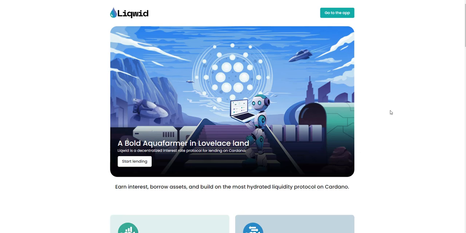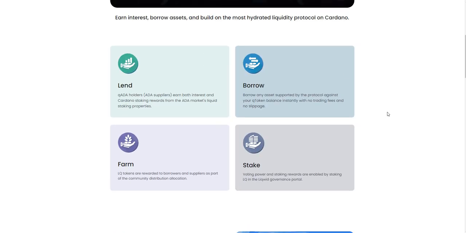So if we go down, that's what you basically do when you lend your ADA. You're lending it, and you automatically get credit for staking. So those two you get credit for, and then you borrow. If you want to borrow, you can borrow up to 75%.